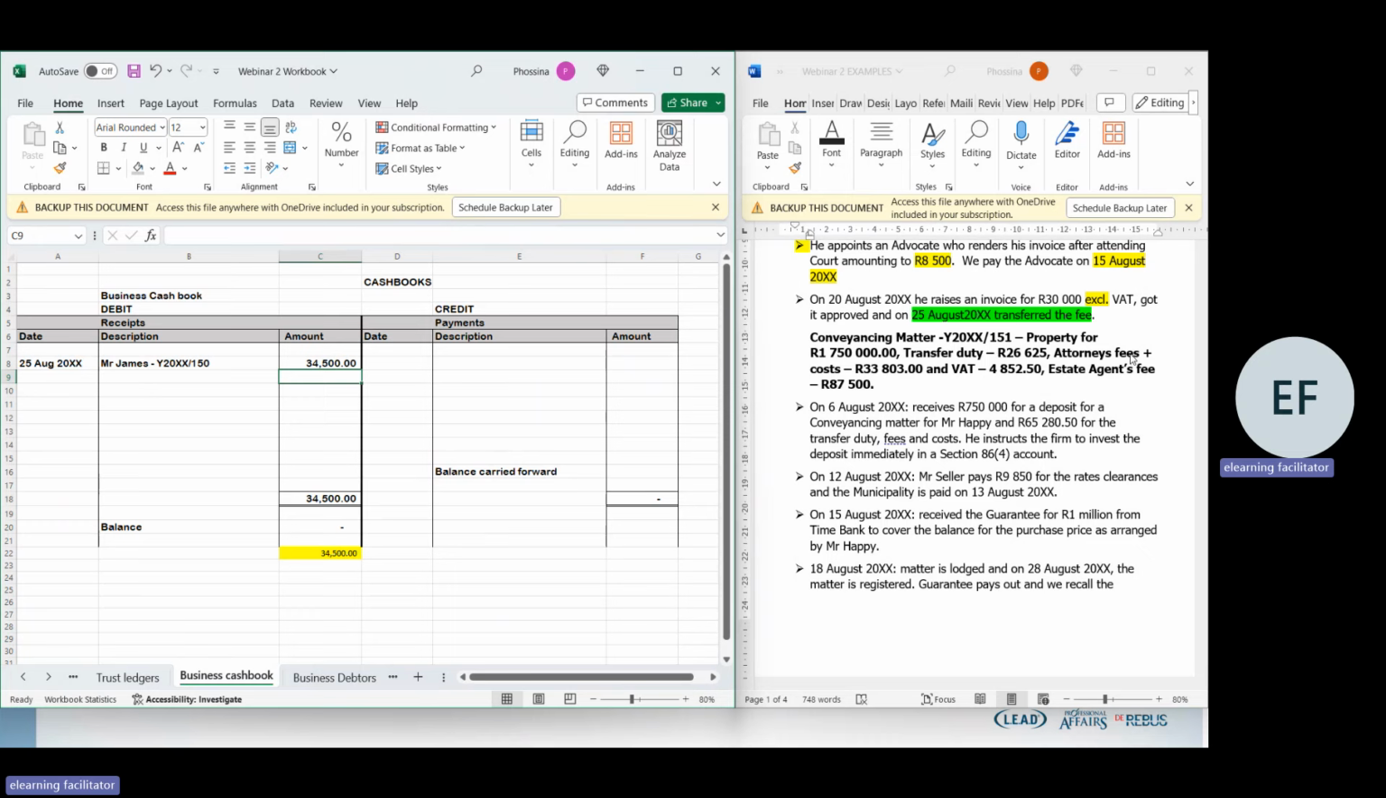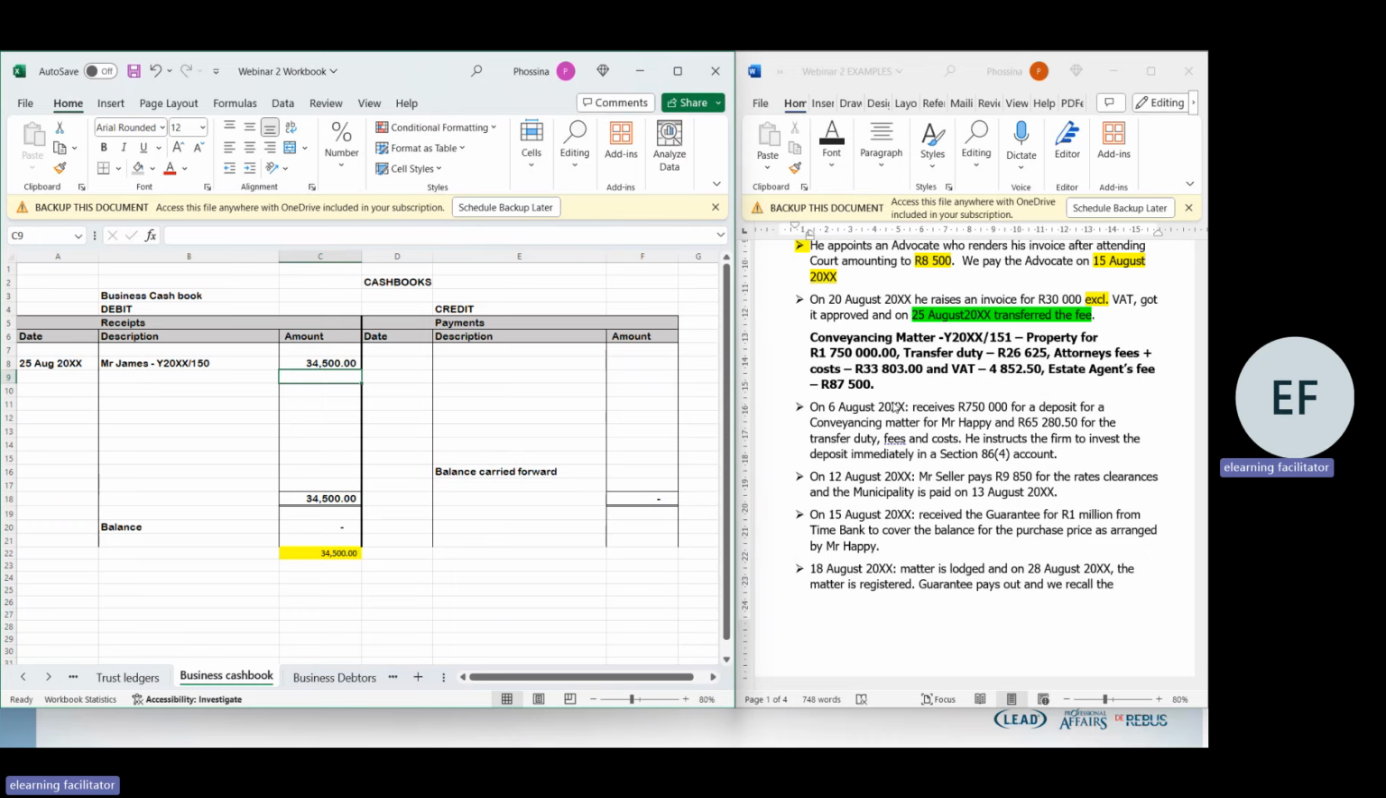And then we've got attorney's fees plus costs of 33,803. So we've got fees and then the costs. They have to pay for the deeds office, the parties, and the systems that they are using. So all that is included in 33,803. And then there is VAT on the attorney's fees, which is 4,852.50. Included in that, we will have to determine the fee component that has the VAT element, and the rest would be disbursements. We're going to disburse that on behalf of the client.